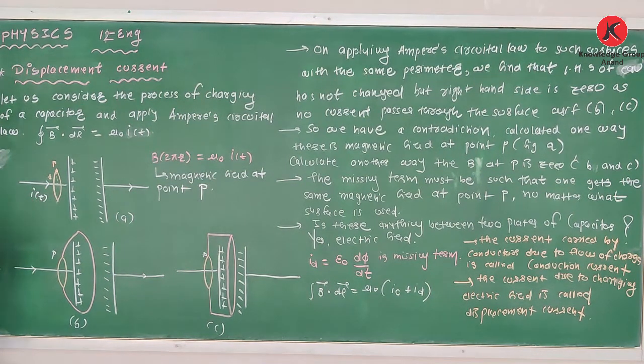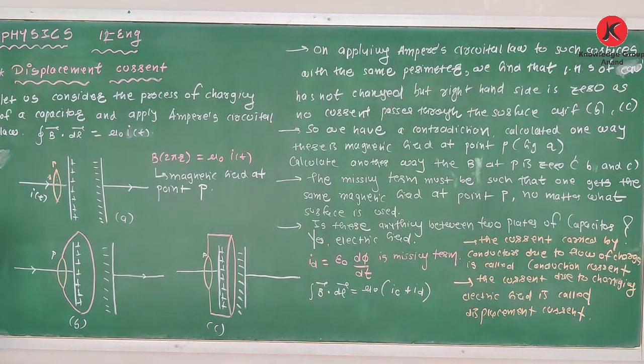I am taking one point P here, outside the plates of the capacitor at distance r. So we know that it is a current carrying wire. So due to this current carrying wire, a magnetic field is produced. So at point P we have some magnetic field.